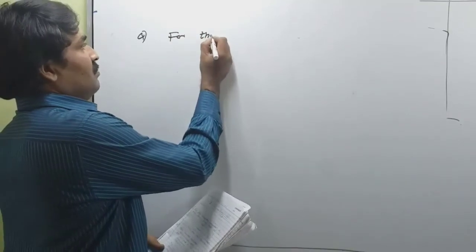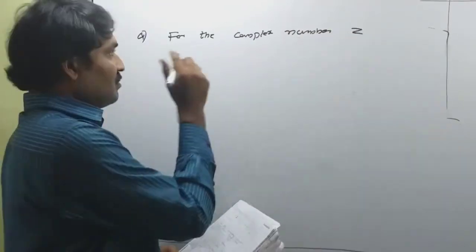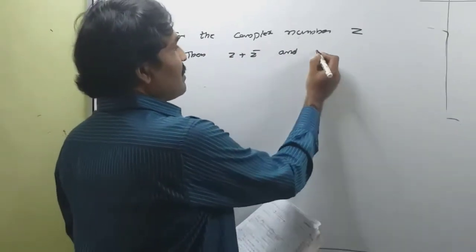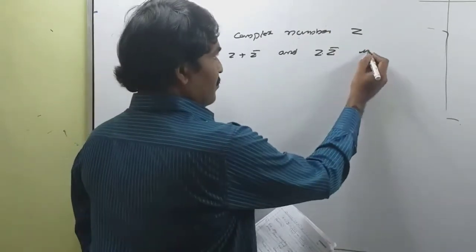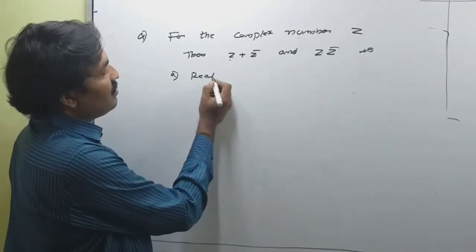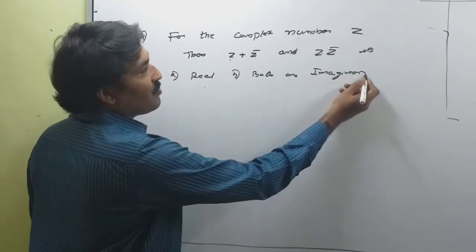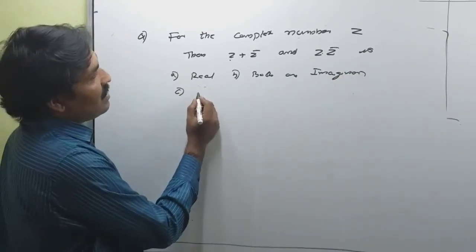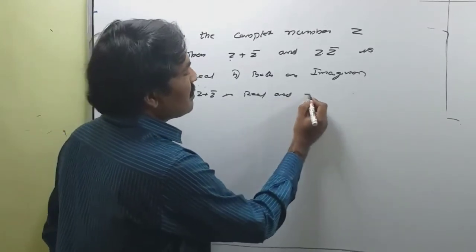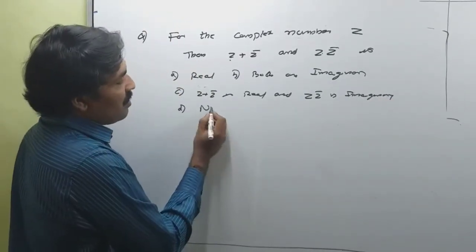Complex number z, then z plus z bar and z into z conjugate is: A, both are real; B, both are imaginary; C, z plus z bar is real and z bar is imaginary; D, none of this.